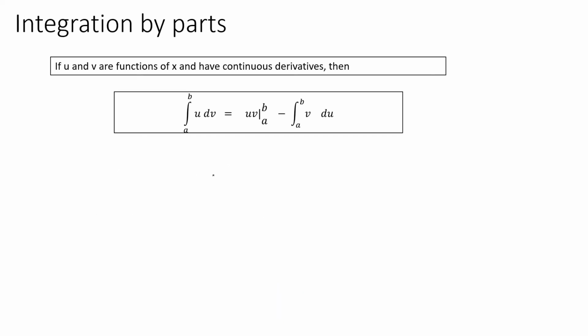So here is the integration by parts. We're assuming that if u and v are functions of x and they have a continuous derivative, we could say that integral of u times dv is equal to u times v minus integral of v times du. Again, you're given a definite integral in this case. If it's indefinite, you will just have to get rid of those limits.